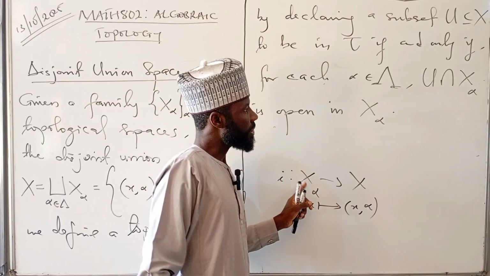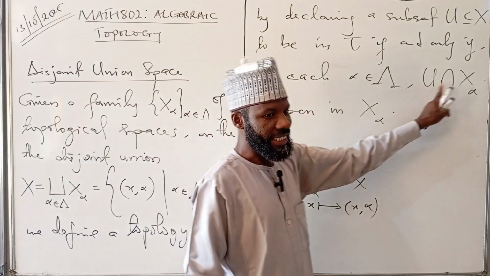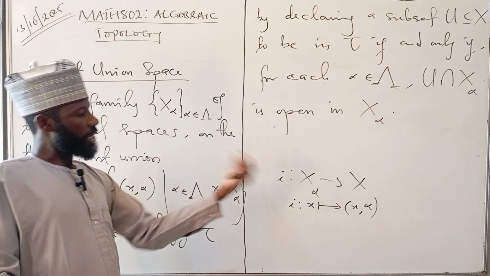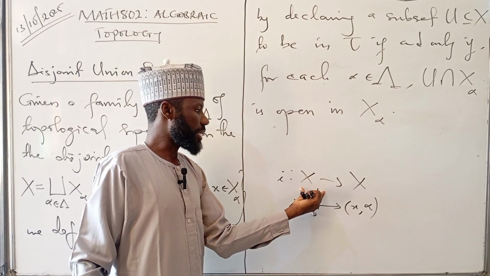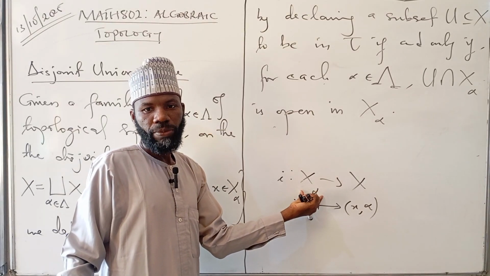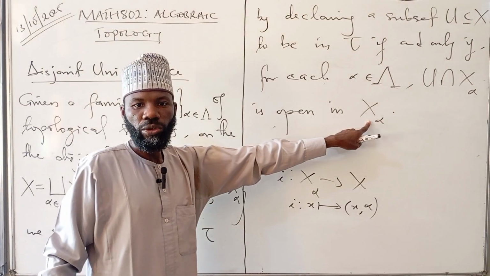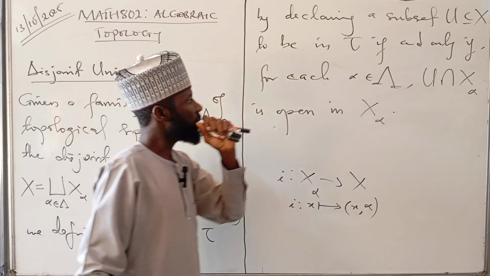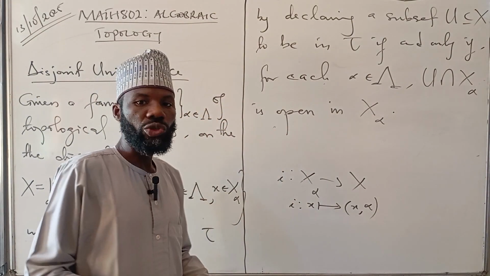Are you following? So you have to pass through this embedding and take the intersection. Whatever you get is still a subset here, but the inverse image will be a subset of X alpha. So it is the inverse image that we are thinking of, and it should be a member of the topology of X alpha. Are you following? Then if it is open in X alpha, meaning it is in the underlying topology of X alpha, then you declare U to be open in X. And then this defines a disjoint union topology.